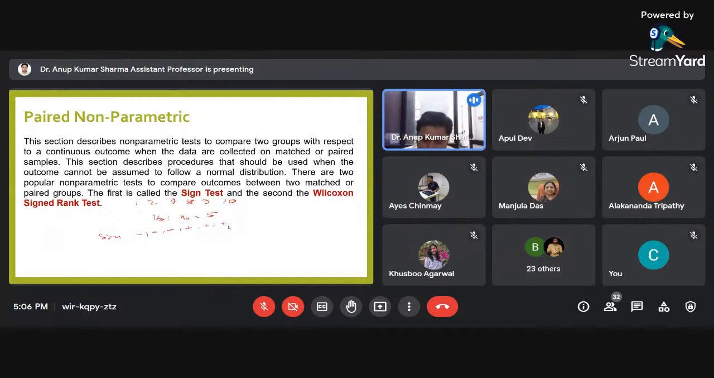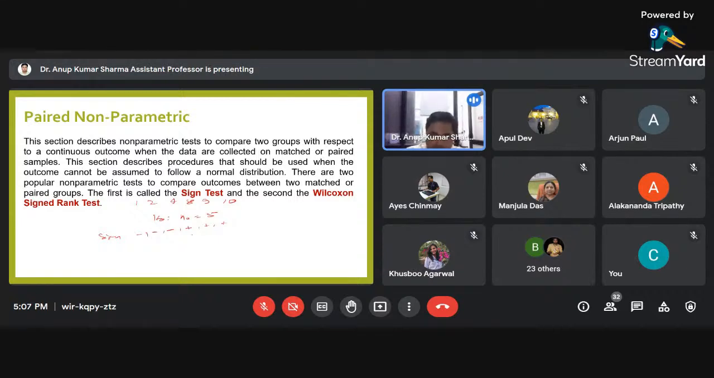But this test is not that successful, because the final result is not that good. What is the drawback in this case? We take only the minus and plus sign, only the sign, but we do not take the magnitude. The magnitude in the negatives may be minus 1, minus 2, minus 3, and in the positives maybe 5 and 6. So it does not contribute properly to checking whether the data is significant or not.